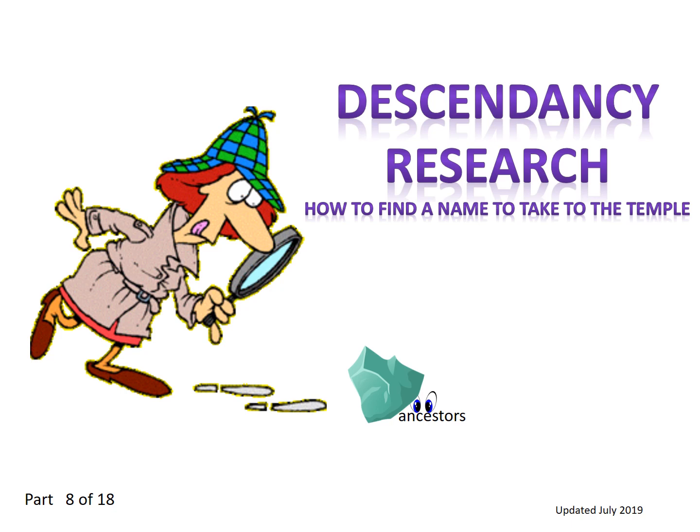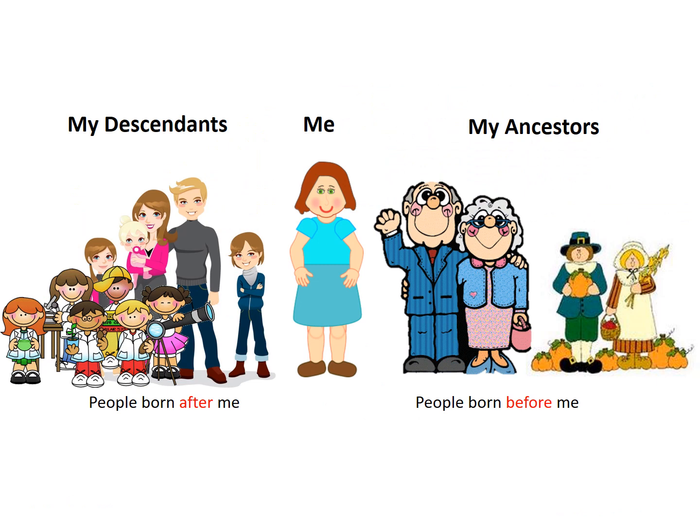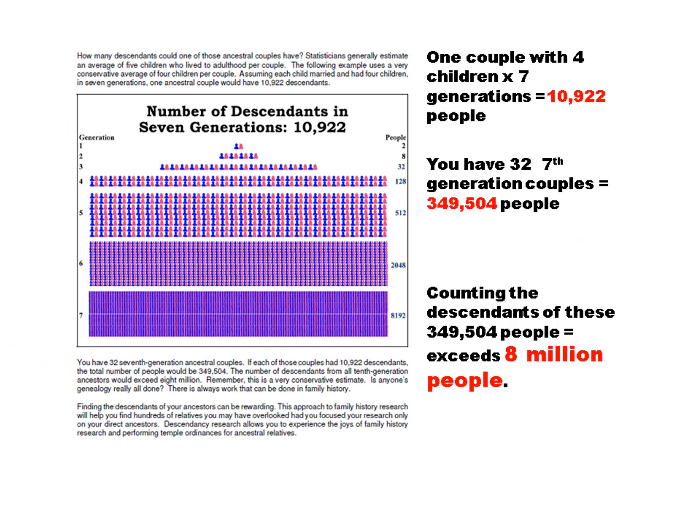Descendancy research, how to find a name to take to the temple. What is a descendant? They are people who are born after me, my children, grandchildren, and so forth. Ancestors are the people born before me, my parents and grandparents. How many descendants do you have?